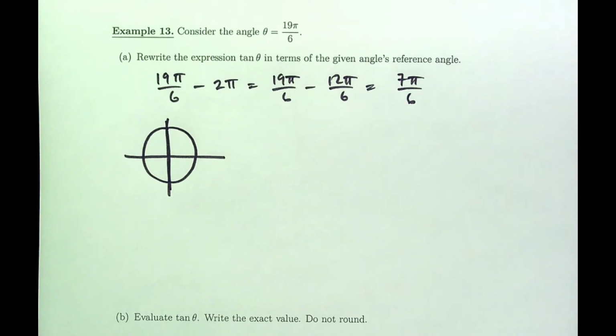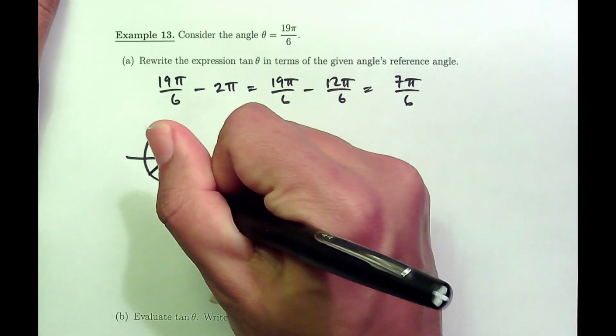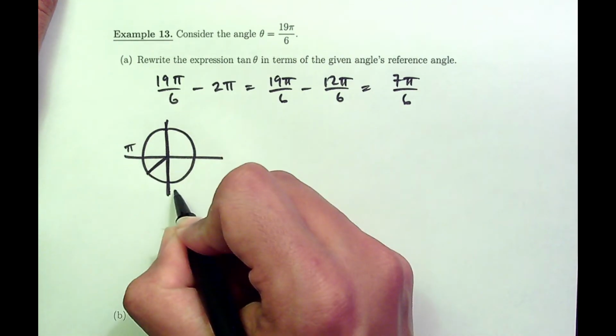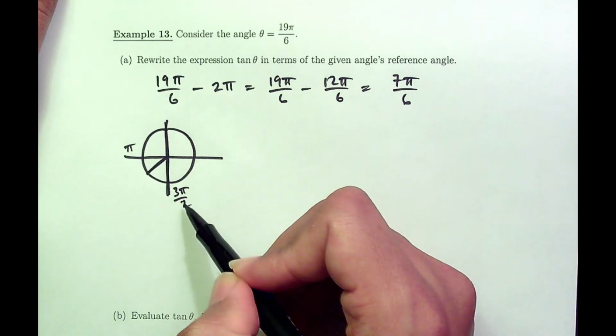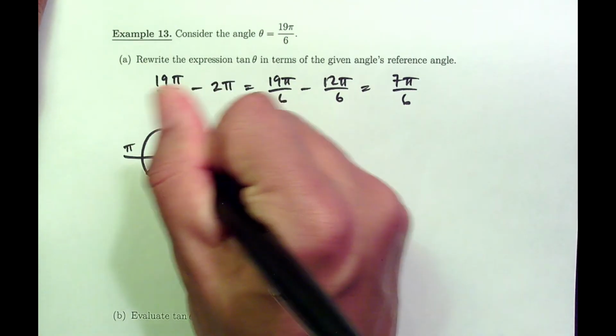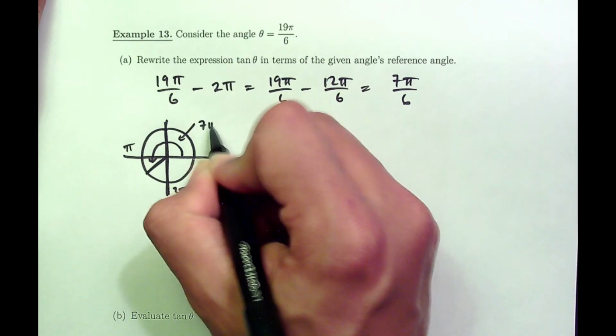Okay, 7 over 6 is a little over 1, so that means 7 pi over 6 is a little over pi. So that means we are in the third quadrant. Okay, so this is pi, and this is 3 pi over 2. And 7 over 6 is a little over 1, but smaller than 3/2. So we're right here. That angle right there is 7 pi over 6.